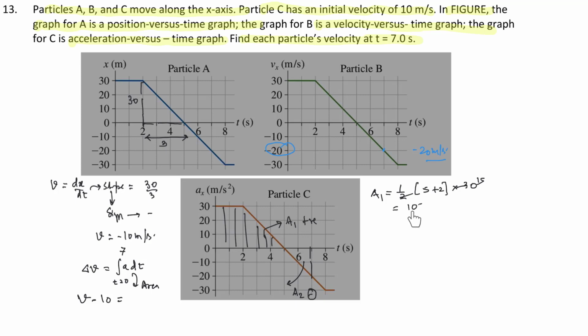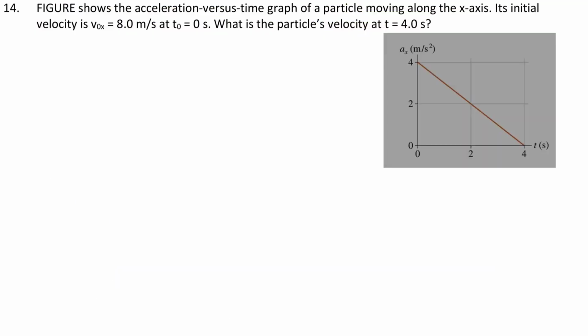This is equal to 105 meter per second. And area 2, area of triangle, is half into base, which is 5 to 7, that is 2, and height is 20. So this is equal to 20 meter per second, and sign of area is minus. So V minus 10 becomes equal to 105 minus 20. So V minus 10 is equal to 85. So V is equal to 85 plus 10, equal to 95 meter per second. This is the desired unknown. Next question.